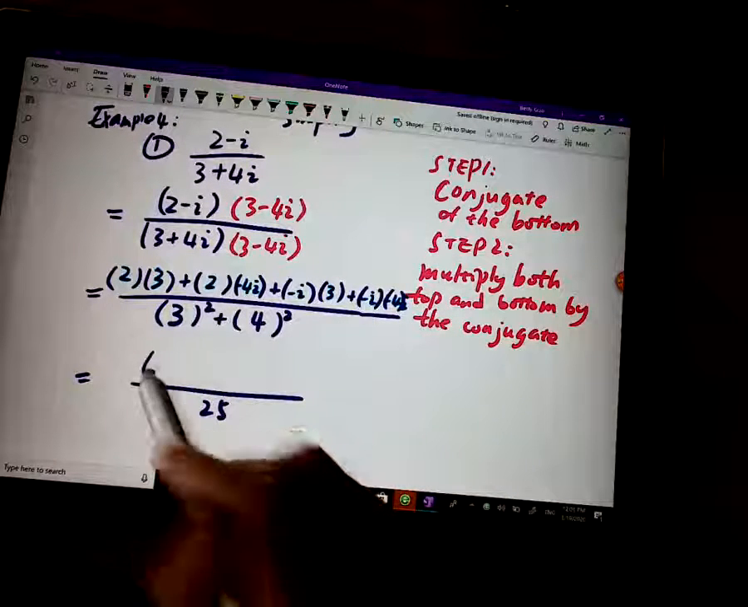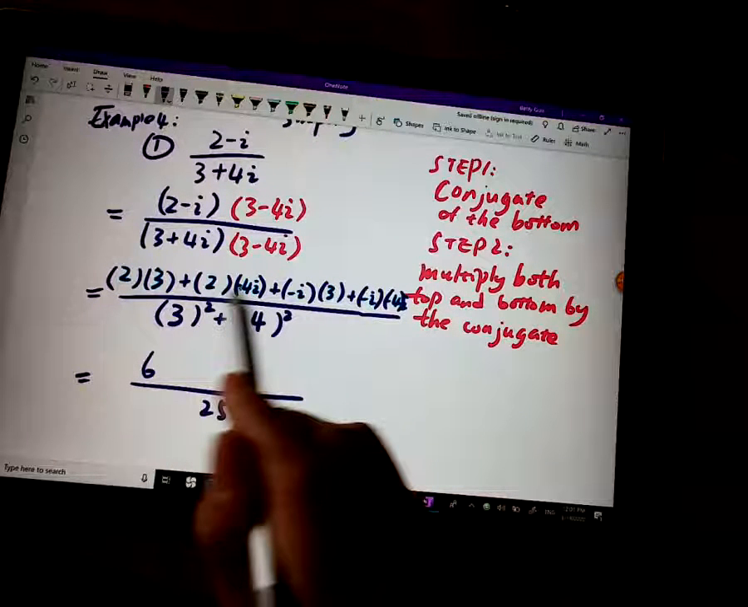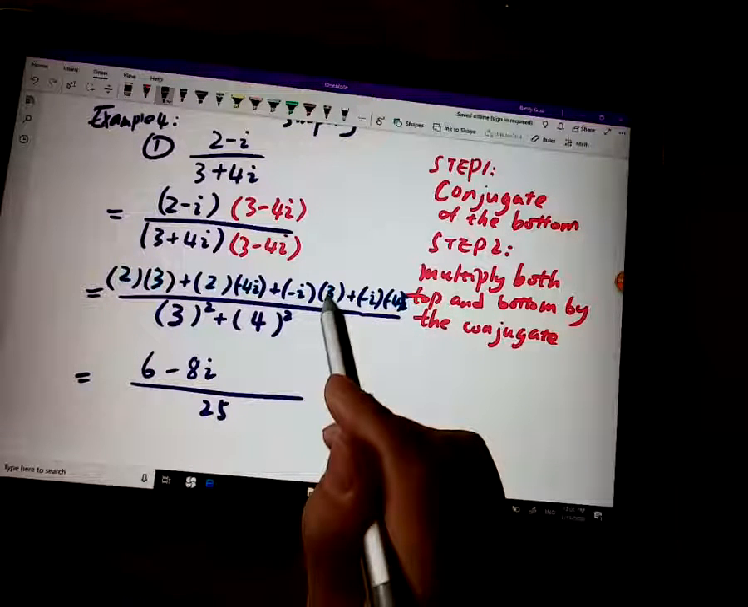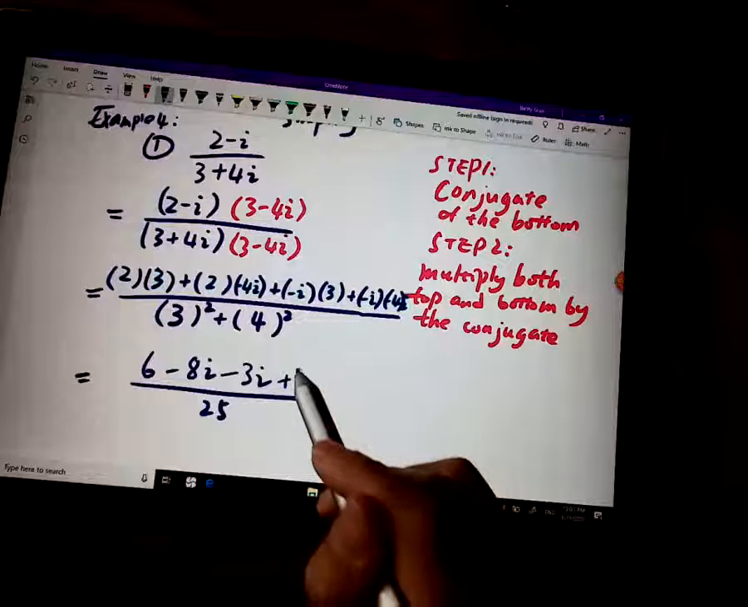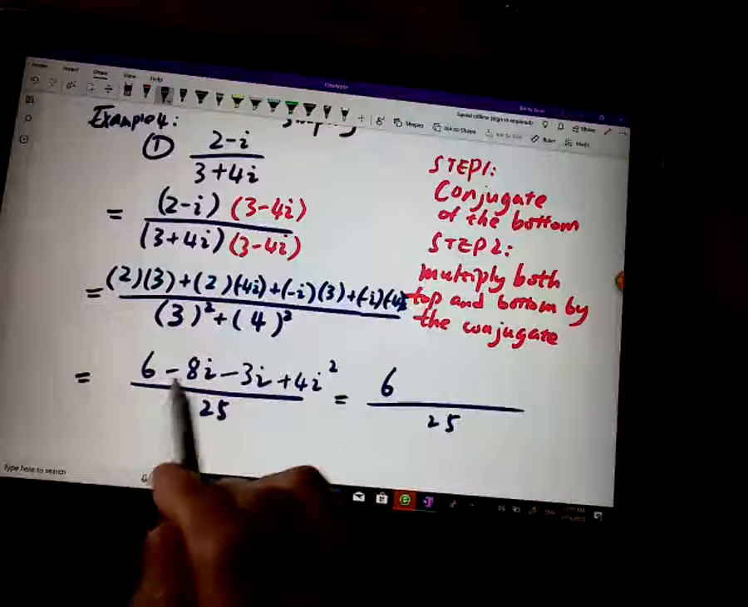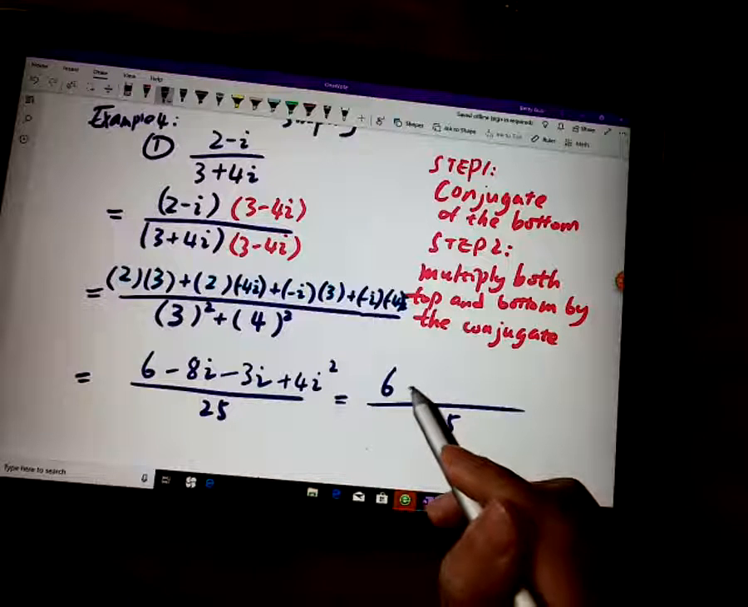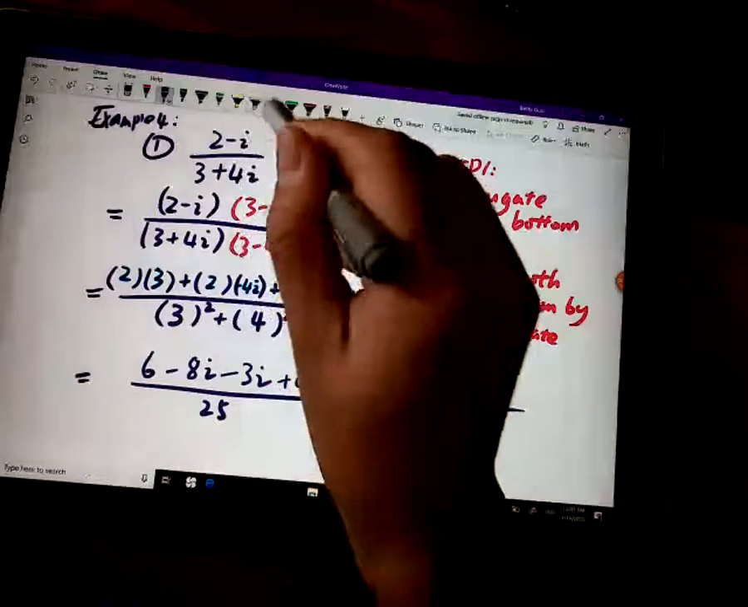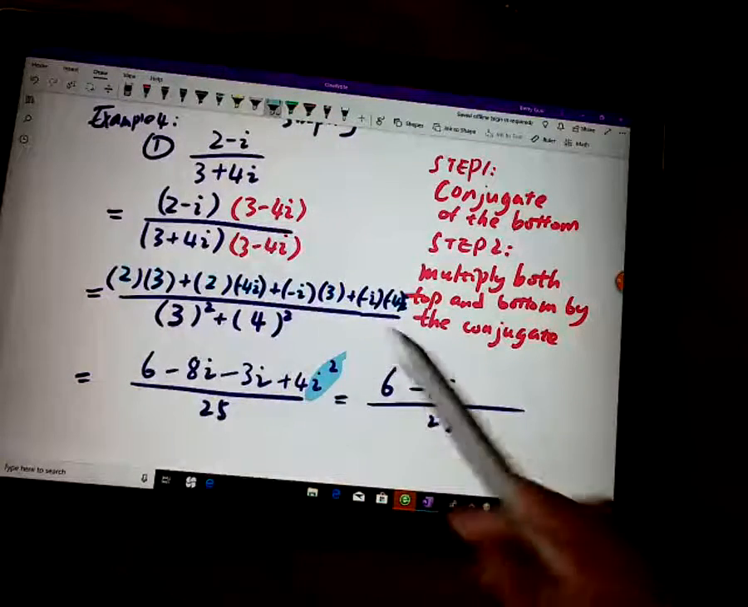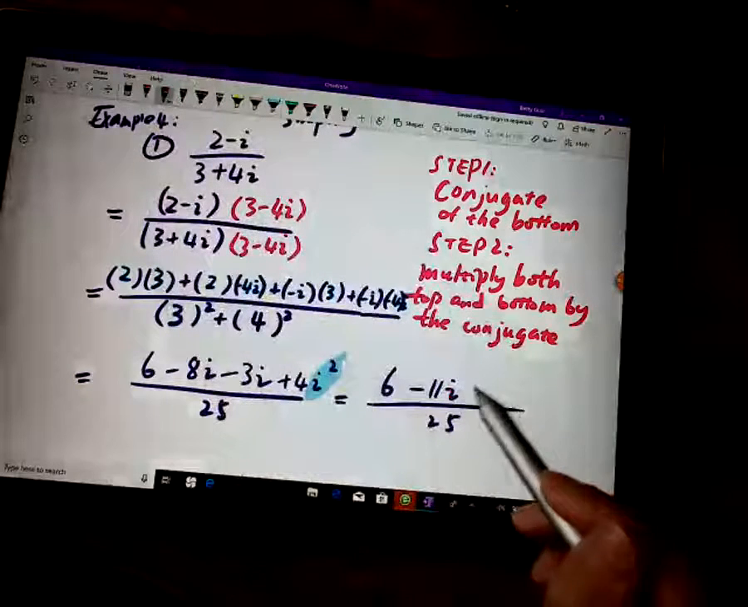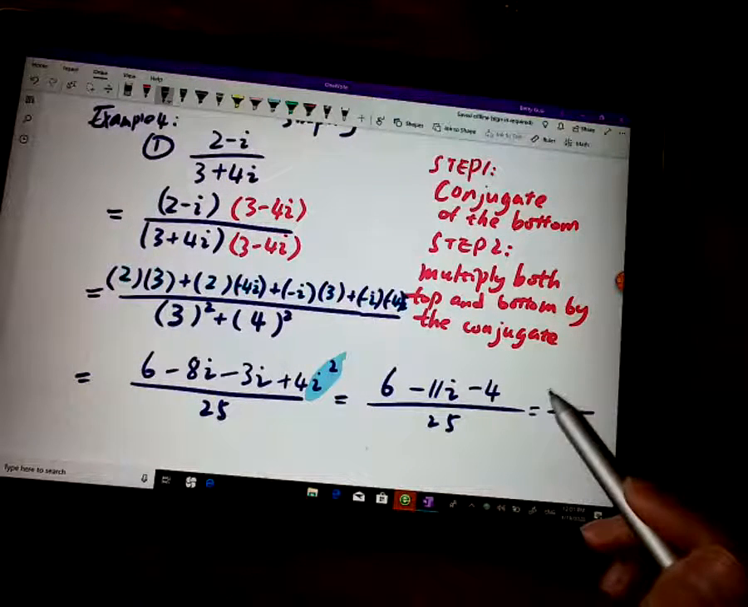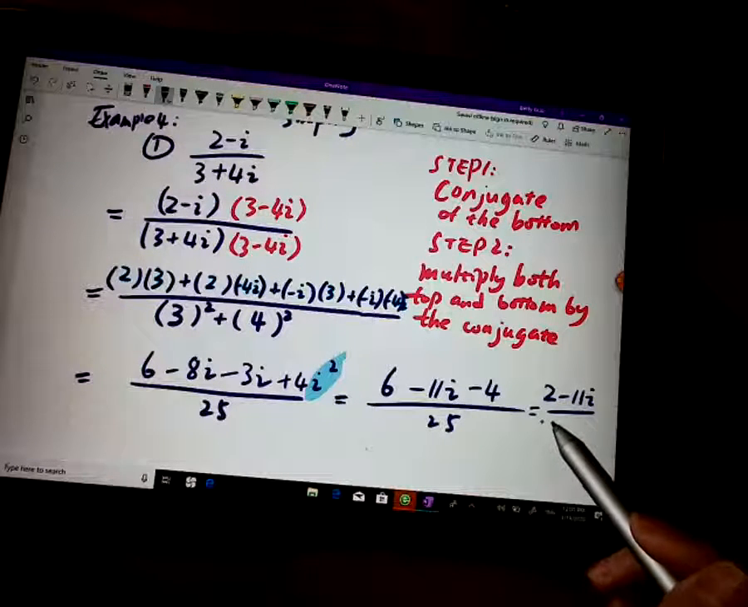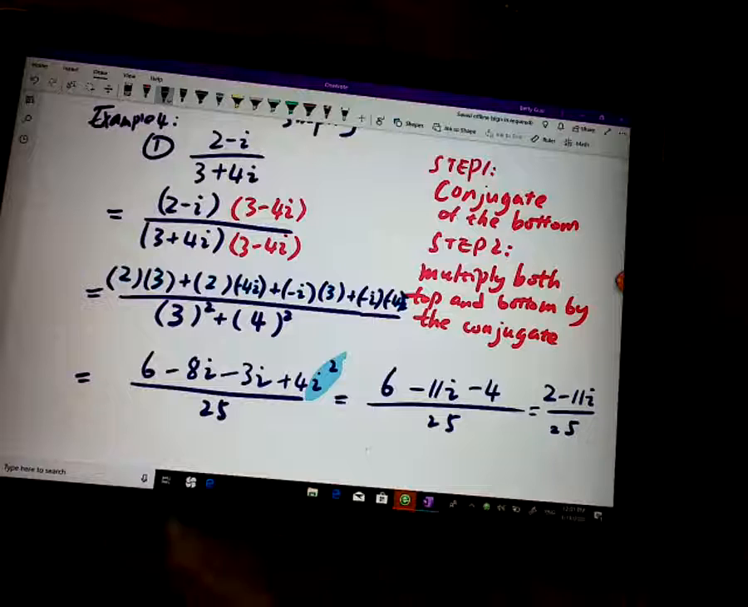2 times 3 is 6. 2 times negative 4i, negative 8i. Negative i times 3, negative 3i. Negative, negative, positive, positive. 6, negative 8i, negative 3i combine, negative 11i. i squared is negative 1, right? This part is negative 1. Negative 1 times 4, negative 4. Combine again, 2 minus 11i over 25. And that's good enough for me.